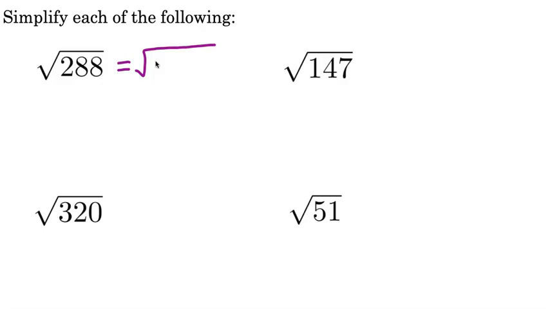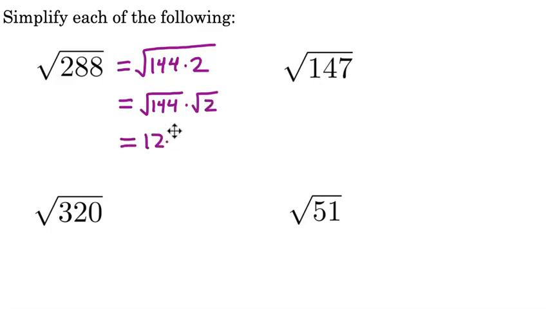So we can write 144 times 2 as the product inside of the radical. Separate 144 times the square root of 2. And then we have 12 square root of 2 as the simplest form of square root of 288.